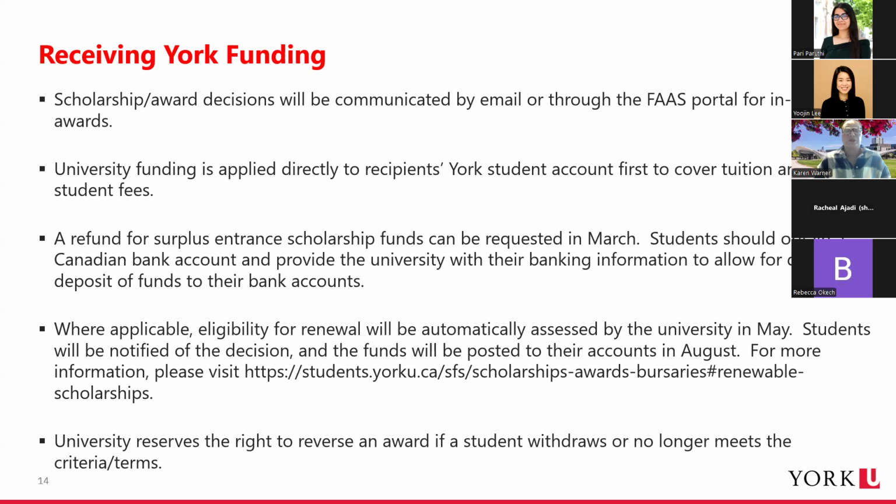Again, where applicable, if you've received any kind of renewable award, the renewability for those awards will be assessed in May. Typically, we will notify you at that time whether you have or have not qualified for renewability. But the scholarship funds are always applied towards your fall-winter term. Okay, so even though we're letting you know in May or June that you are eligible for renewal, those funds will not be applied to your student account until August, to be applied towards your fall courses.